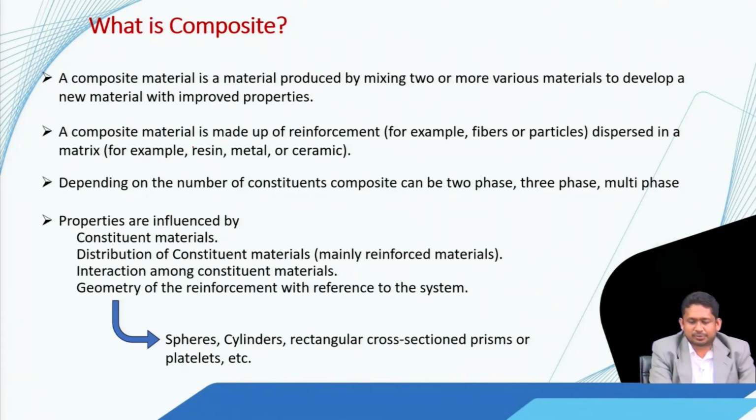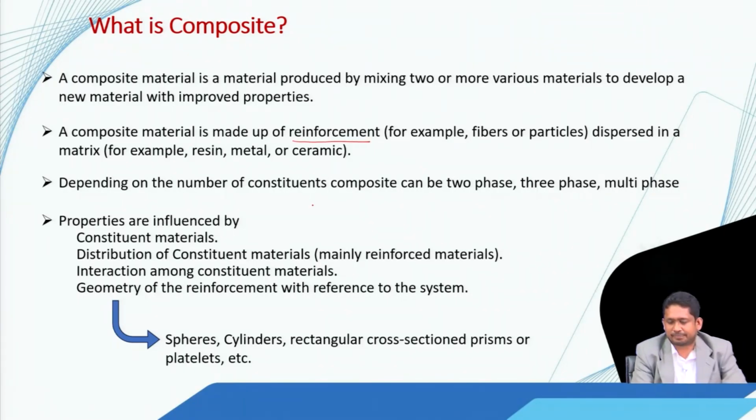So the main constituent of composites is reinforcement. It can be fiber or particles, and that reinforcement is dispersed in a matrix. A matrix can be resin, metal or ceramic. Depending on the number of constituents, a composite can be two-phase, three-phase or multi-phase. The properties of these composites are influenced by the constituent materials.